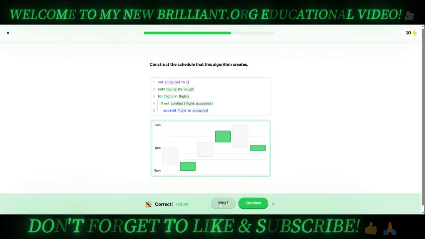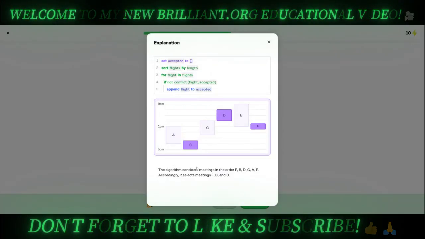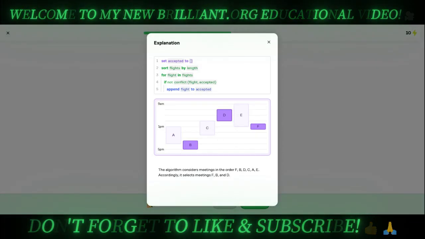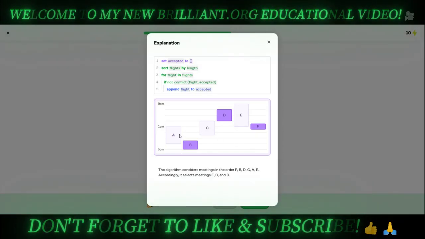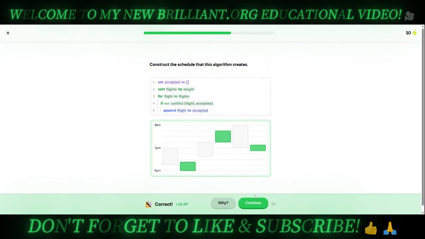Of course, that's correct, luckily. Let's click on Y. Yes, the algorithm considers meetings in the order F, B, D, C, A, and E. Same problem, so select only meetings F, B, and D. All other three conflict with these three, so they are not selected. Anyway, continue.